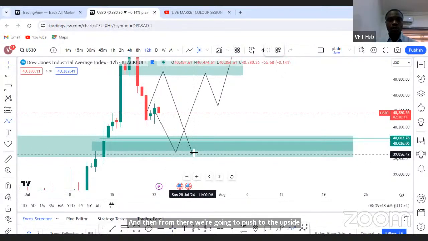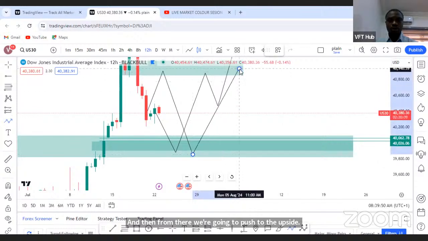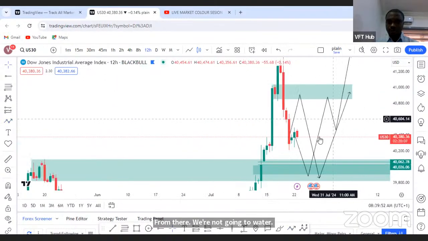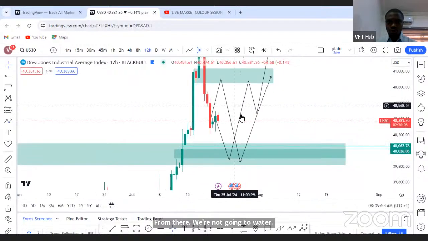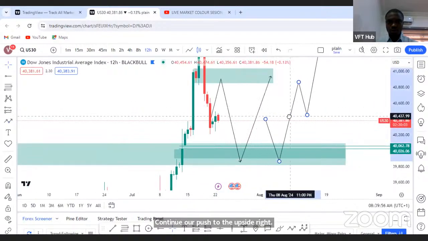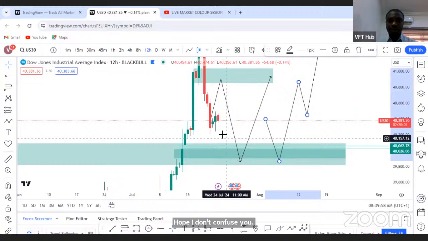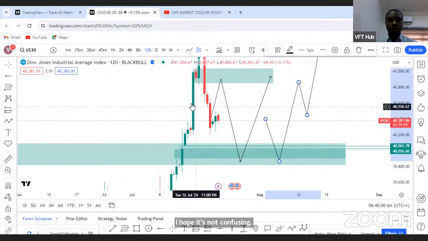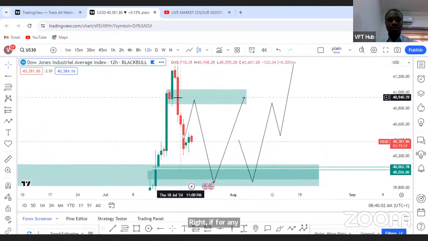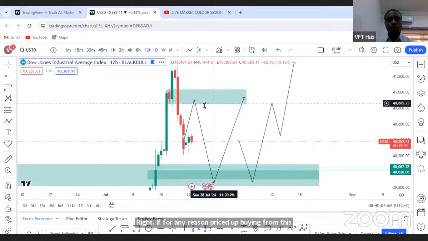From there, we're now going to continue our push to the upside. I hope I don't confuse you. I hope it's not confusing. If for any reason price starts buying from this place, then I expect to see a bounce off from this place.